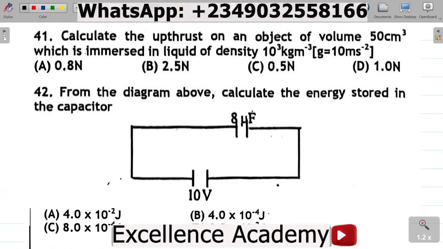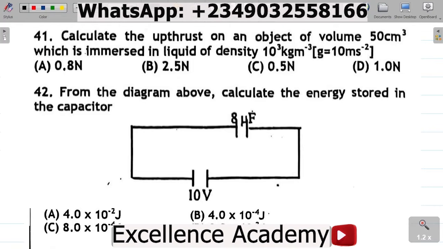Let's look at the final set of questions in the JAMB Physics 2022 examination. Question number 41 says, calculate the upthrust on an object of volume 50 cm cube, which is immersed in liquid of density 10 to the power 3 kilogram per meter cube. Take g as equal to 10 meter per second squared.